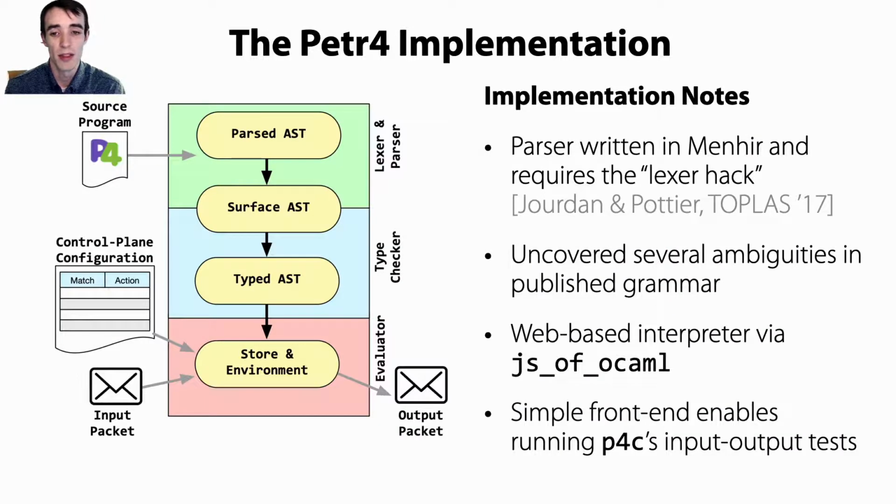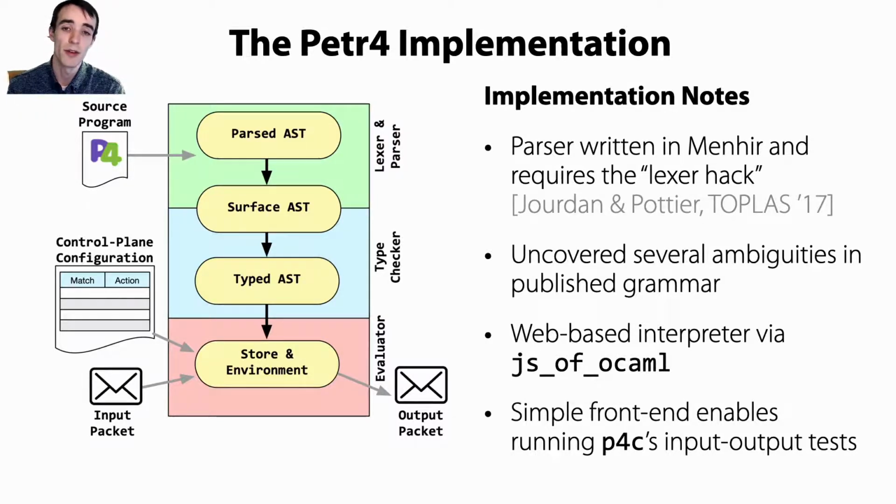The implementation in general is pretty standard. We begin with a source program, which is P4 program text. We parse it, we type check it, and then we can evaluate it. The parser is interesting. It was written in Menhir, and it uses a Lexer hack. You can see the reference for details on that. It was originally developed in the context of C++. We uncovered several ambiguities in the published grammar in the process of building this parser.